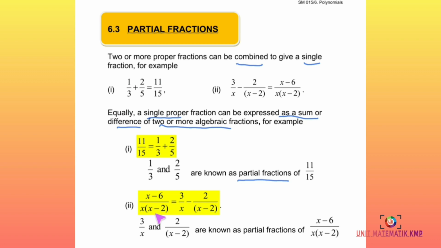Okay, example number 2. (x minus 6) over x times (x minus 2) is equal to 3 over x minus 2 over (x minus 2). In this case, 3 over x and 2 over (x minus 2) are known as partial fractions of (x minus 6) over x times (x minus 2).